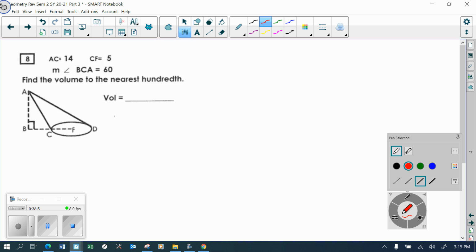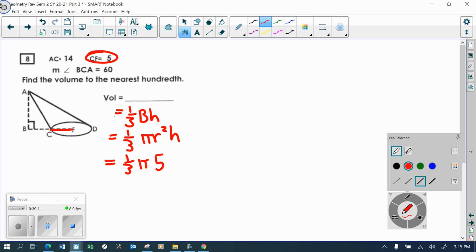Okay, well, we know the volume of a cone is 1/3 the area of the base times the height. 1/3, what's the area of the base? It's a circle, so pi r squared h. Notice again, I'm always writing down the formula first and then filling in the answer underneath. So 1/3 pi r squared. Do I know what r is? Yes, I do. It says it right there, 5 squared.